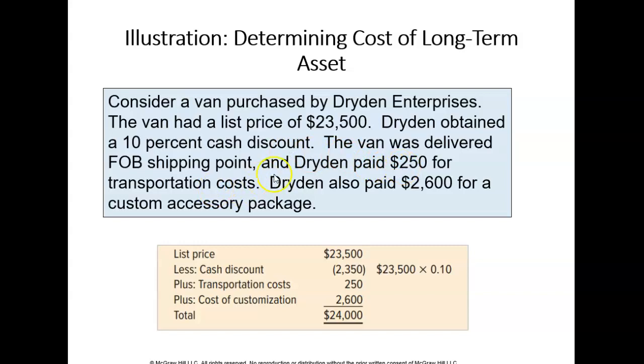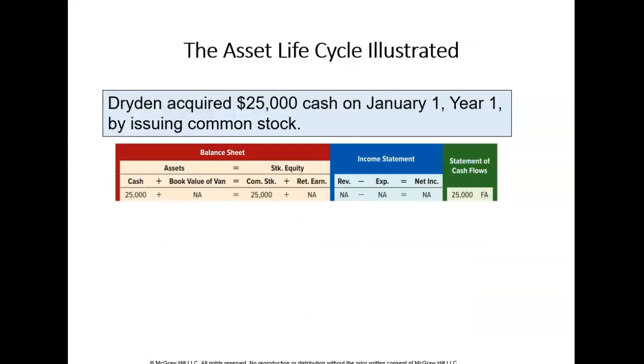That's the transportation cost. We also paid $2,600 for a custom accessory package. So first ask yourself what cost should be included for this asset account. Well, it'd be the list price minus the 10% cash discount plus the transportation cost and the cost of customization. Therefore, the total cost for this van is $24,000. Okay? So we're going to take a look at that method, but first, we need some money.